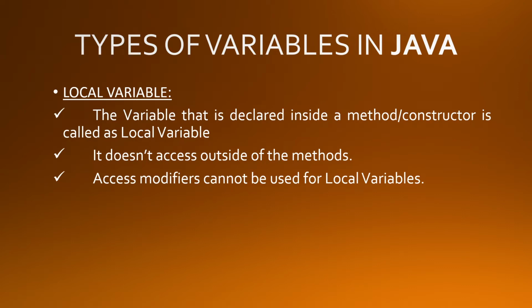So what is a local variable? The variable that is declared inside a method or constructor is called a local variable. A local variable cannot be accessed outside of the method, and we also cannot use access modifiers for local variables. I will show you all these variables with different examples by writing some code. Let me go to the next slide.